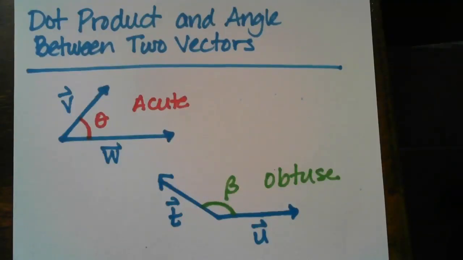Welcome, Precalculus students. This is your second lesson on dot products. This one is specifically about the dot product and angles between two vectors. So here I have two situations.